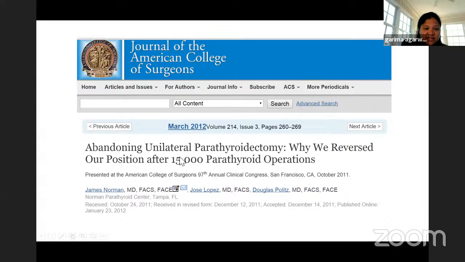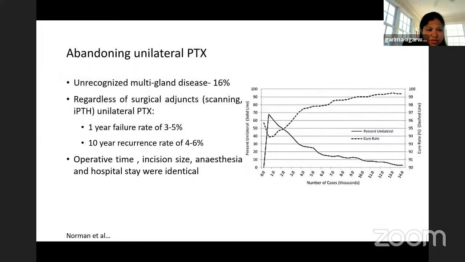And they suggested to abandon unilateral parathyroidectomy and, in all localizing or non-localizing patients, just focus on bilateral exploration. So, an interesting study, because 15,000 patients is a pretty big data set. Anybody who does 15,000 operations can change the guidelines or change the approach.